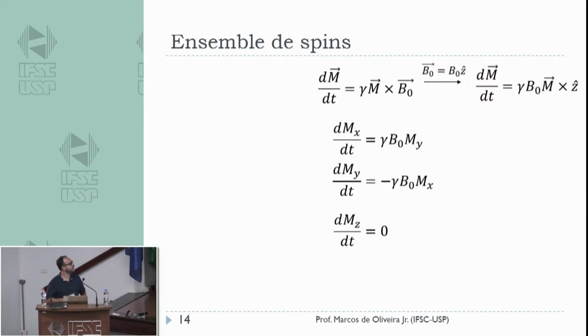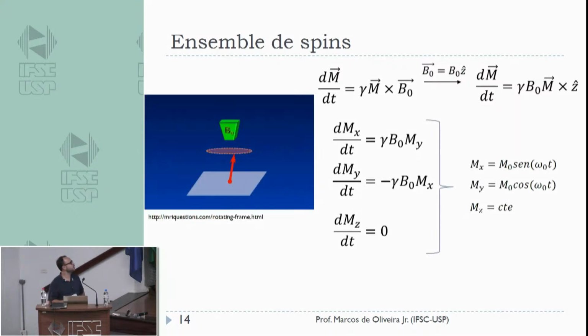So if I take the derivative of x, I take y. If I take the derivative of y, it's minus x. And the derivative of z is 0. So this can be nothing more than a vector precessing around the magnetic field. So it's describing a circle in the plane here, and the magnetization in the z direction is constant.